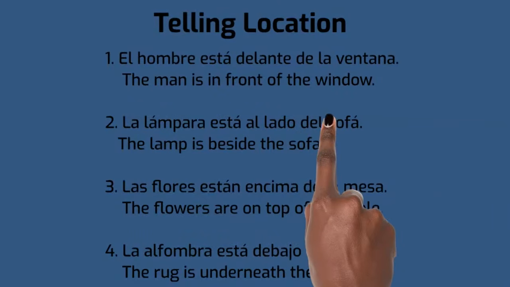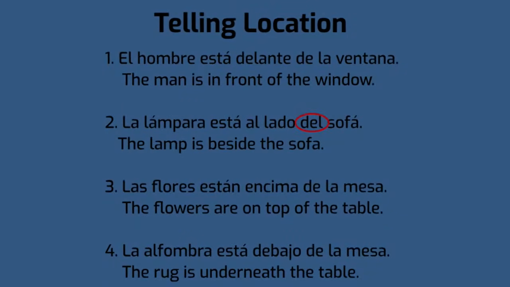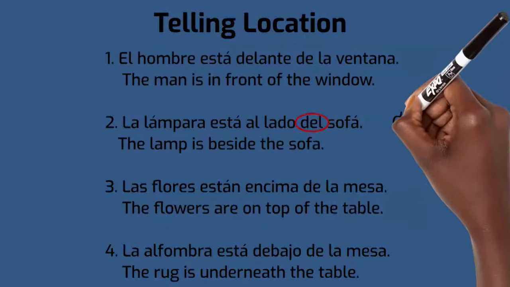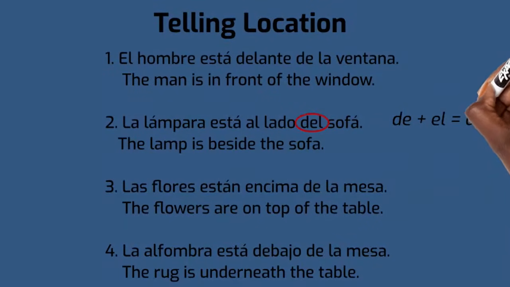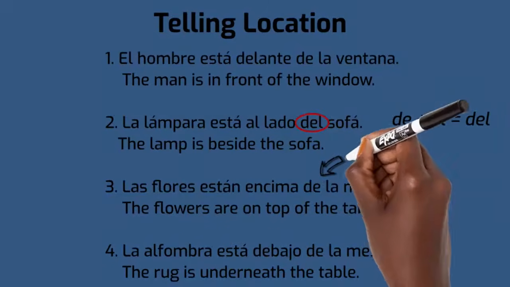Notice that in number 2, you see the word del. This is a contraction in Spanish that is formed by combining the preposition de plus the masculine definite article el. However, with the de la combination, the two words remain separated.